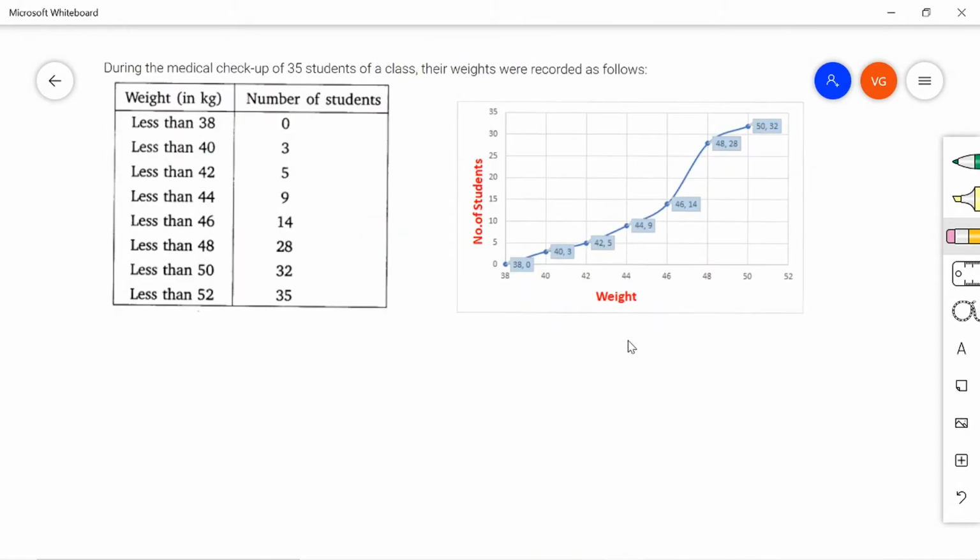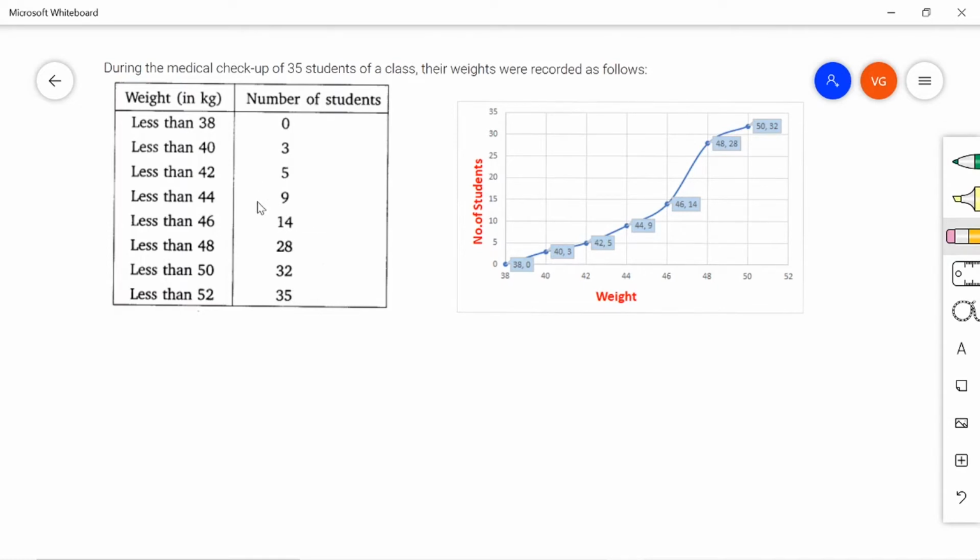Problem number 2 from exercise 14.4 is like this. During the medical checkup of 35 students of a class, their weights were recorded as follows. The question is, draw the less than type ogive, get the median from the graph, and also find it using the formula method and verify your result. So the data you are given is less than type data, less than 38 and so on. For this less than data, the given frequency is always a cumulative frequency.